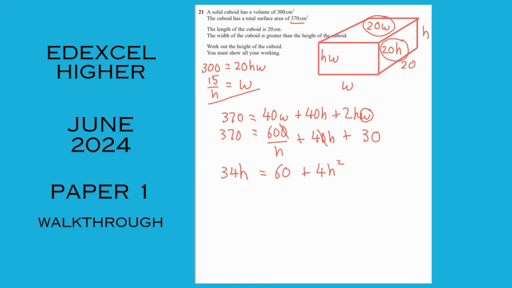Next thing, again, a couple of steps of algebra all in one. I'm going to rearrange to make 0. So I'm going to subtract 34h from both sides. But because everything's even, I'm also going to divide everything by 2. When you factorise this, it's entirely your choice whether you want to do it by trial and error, AC method, or formula.